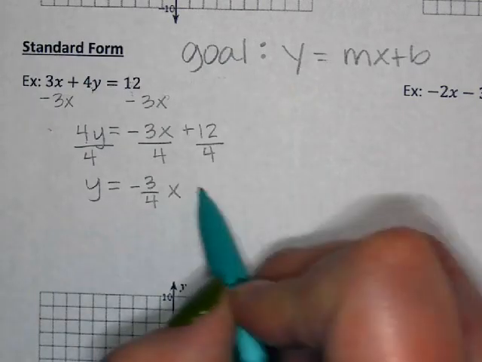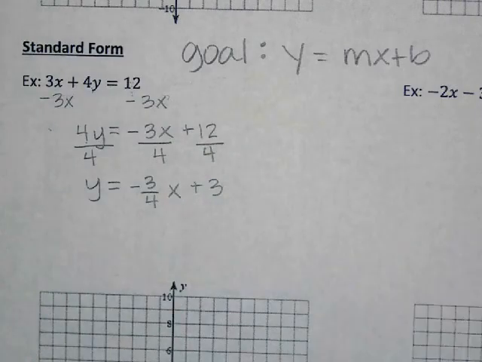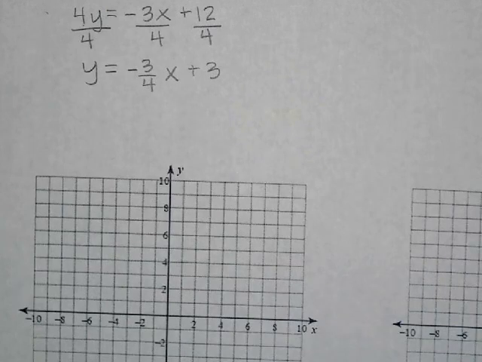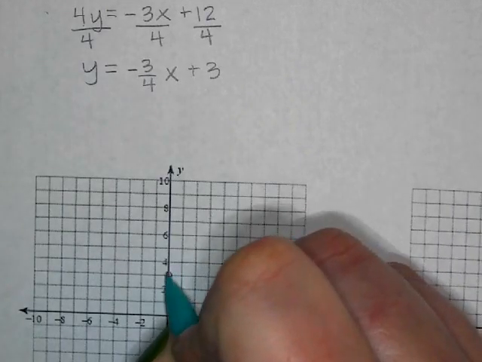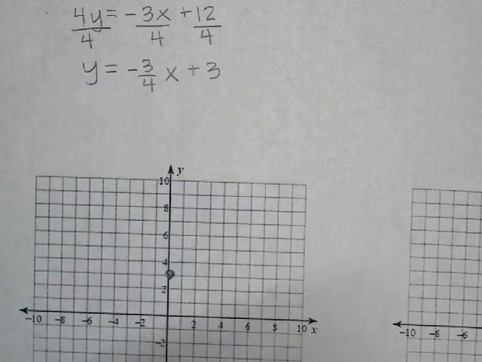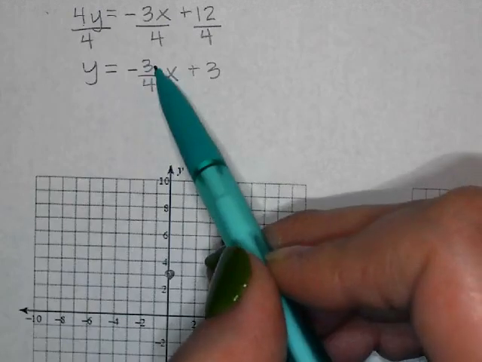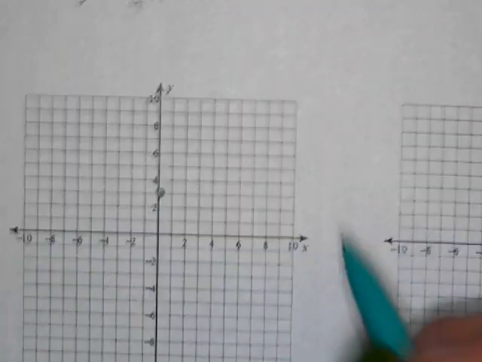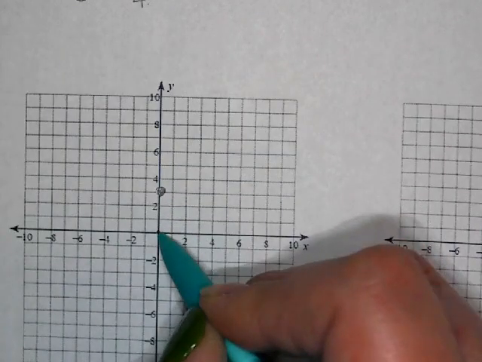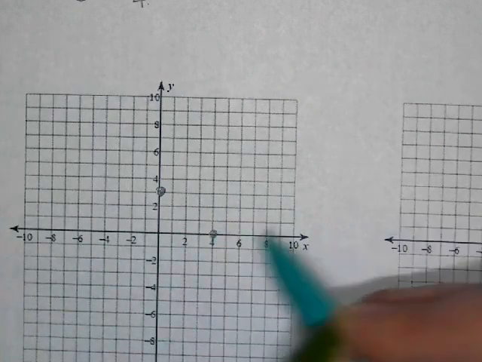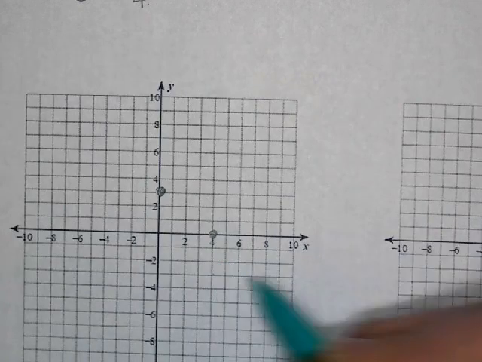Okay, so we are now ready to graph this. Where should we start the graph? At 3. And then where should we go from there? Down 3, right 4. Okay, down 1, 2, 3, to the right 1, 2, 3, 4. Down 1, 2, 3, to the right 1, 2, 3, 4.